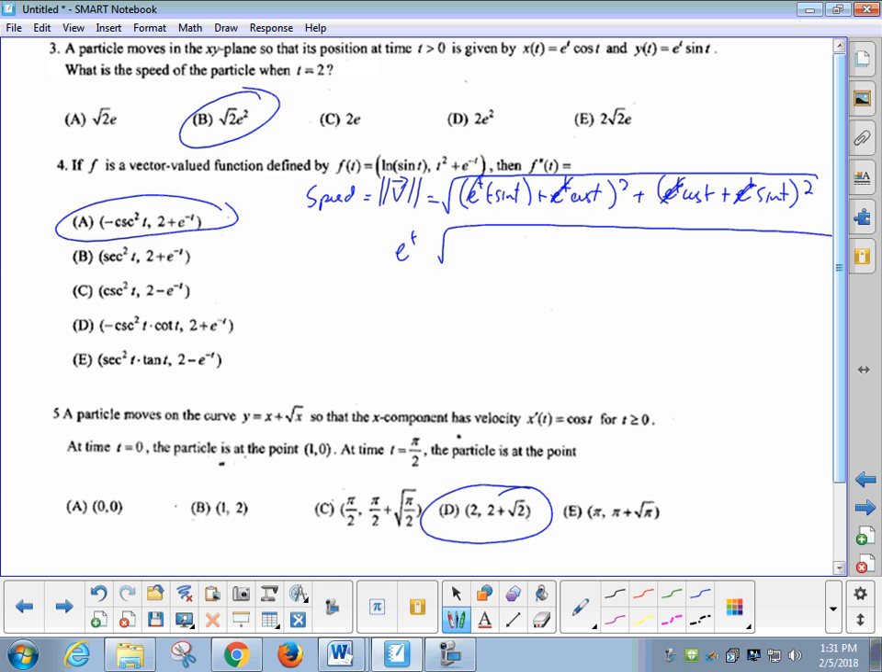Okay. This then is sine squared minus 2 sine cosine, and this is cosine squared plus 2 sine cosine plus sine squared. Okay. These subtract away. Sine squared plus cosine squared is 1, and there are 2 of them. And then at time 2.